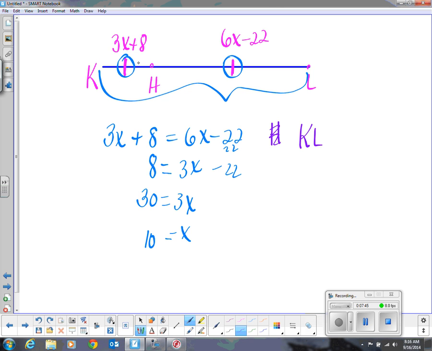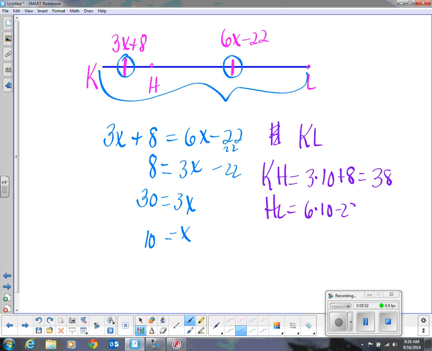So we're going to add KH to HL. KH is going to be 3 times 10 plus 8, which is 38. Then we're going to find HL, which is going to be 6 times 10 minus 22, which just so happens to equal 38. And if this doesn't happen, you've messed up, right? Because what does this mean? That they're equal. That's right. So this is going to be 38 plus 38, which is 76. Next question.